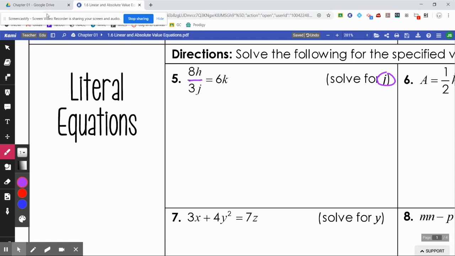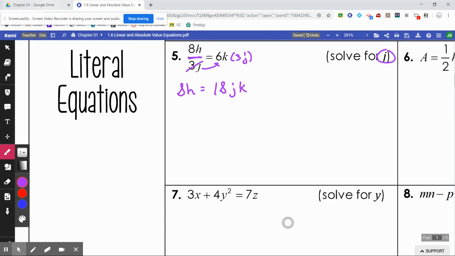First off, I would get rid of this fraction. The way we're going to get rid of this fraction is to mark it out. Since it's divided by, let's multiply. Move it to this other side by multiplying. 3j. 6 times 3 is 18, and I'm going to put them in order, jk.